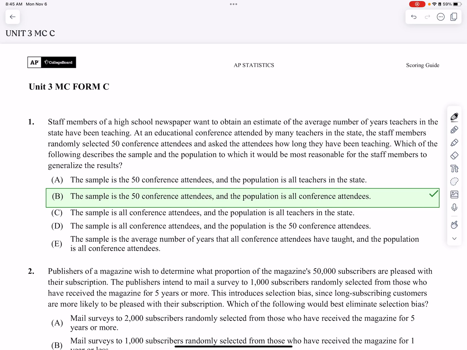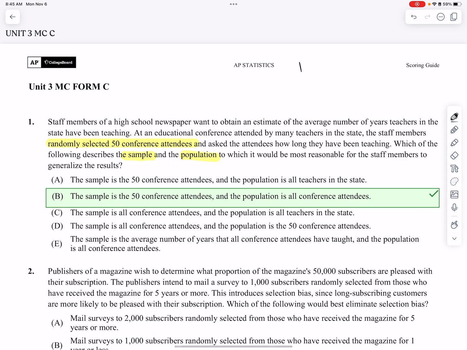So it says staff members of a high school newspaper want to obtain an estimate of the average number of years that teachers have been teaching. At an educational conference attended by many teachers in the state, the staff members randomly selected 50 conference attendees, that's important, and asked the attendees how long they have been teaching. Which of the following describes the sample and the population to which it would be most reasonable to generalize?